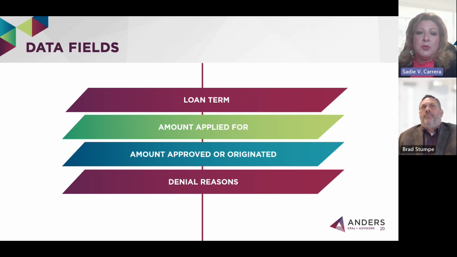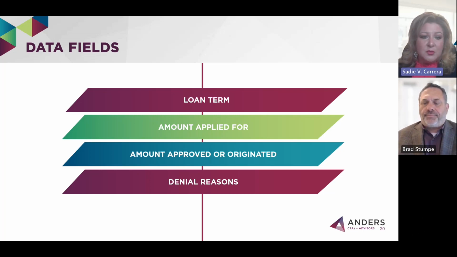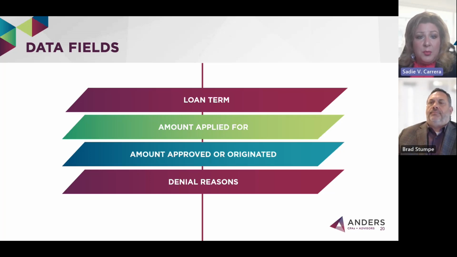Amount approved or originated. Obviously, we're not going to be reporting anything for denied, withdrawn, or incomplete. That's not applicable, right? So we're going to report only the amount originated or approved. Some examples the rule gives us. Under originated, a closed-end loan will be the note amount. An originated open-end loan, that amount will be the full line of credit that was approved or established.